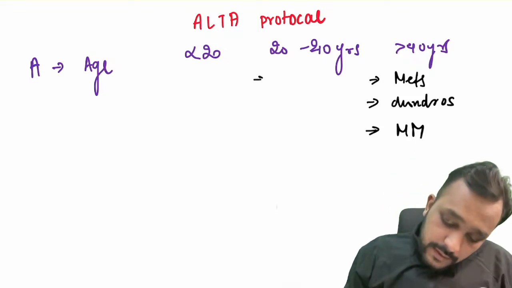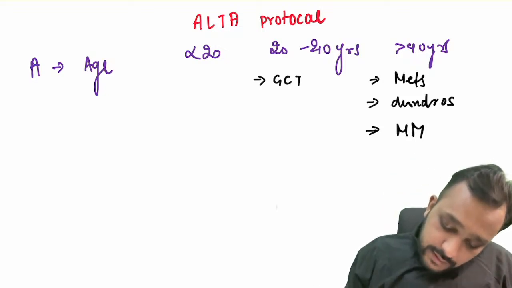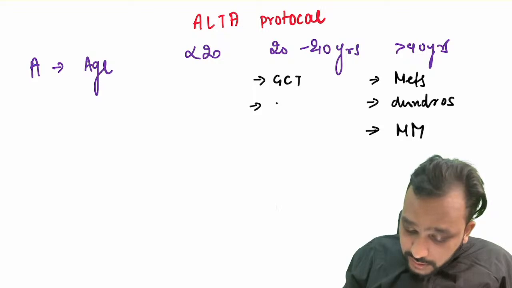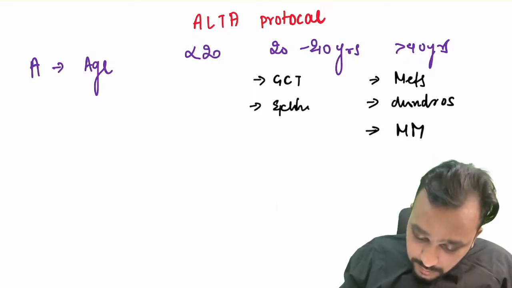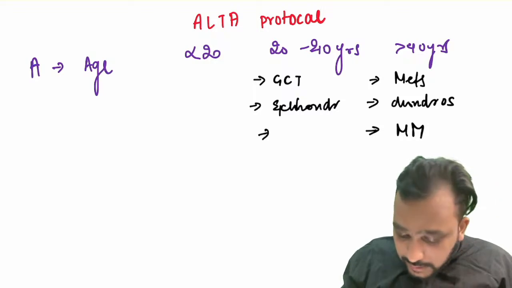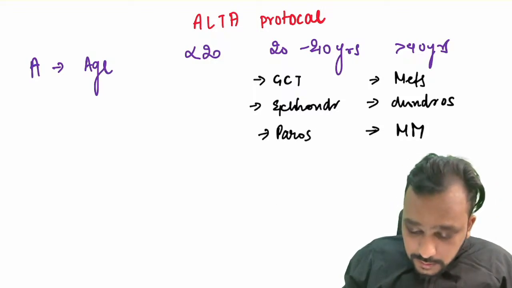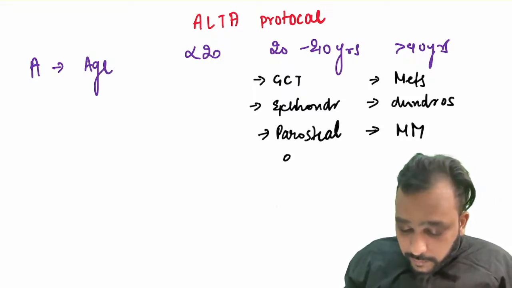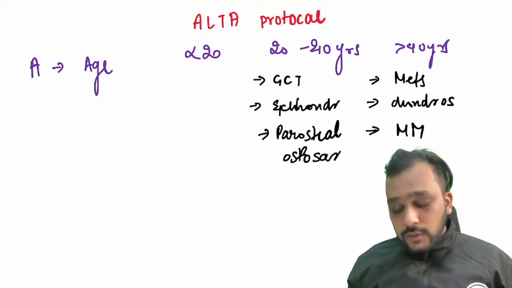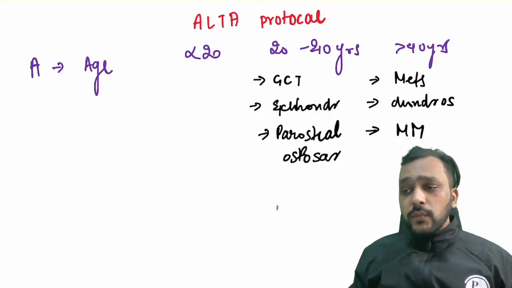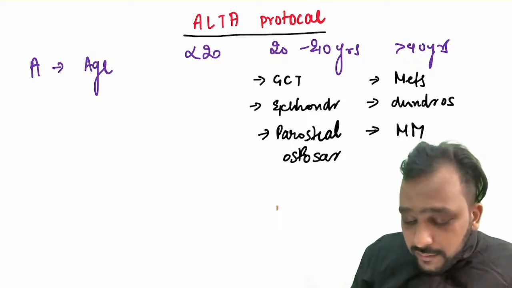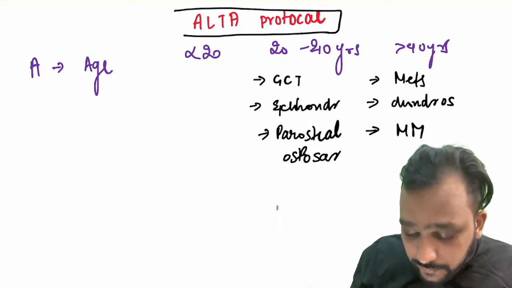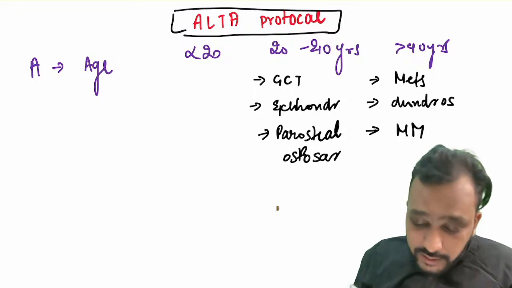Tumors which are common between 20 to 40 years of age include GCT, enchondroma, and parosteal osteosarcoma. So basically, the age of the patient is helping you classify the bone tumor. So this was about age.